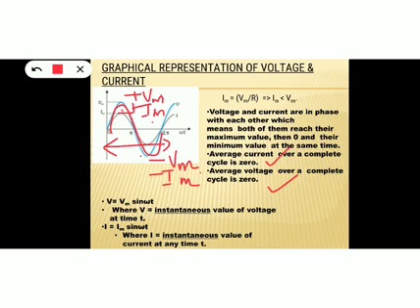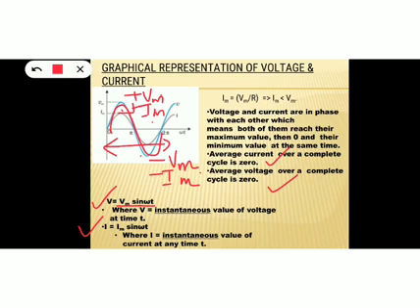Okay, and what is the instantaneous voltage? Instantaneous voltage is Vm sin omega t. V equal to Vm sin omega t. And what is the instantaneous value of current? Instantaneous value of current is I equal to Im sin omega t, where I is the instantaneous value of current. So this is about the graphical representation of voltage and current for a purely resistive AC circuit.